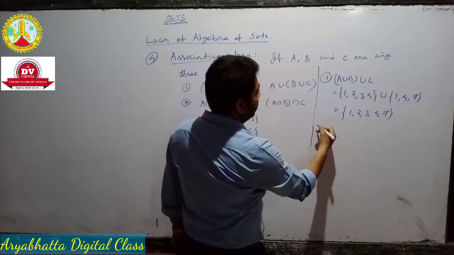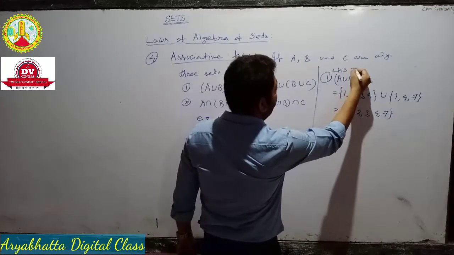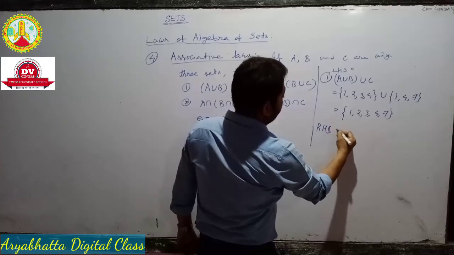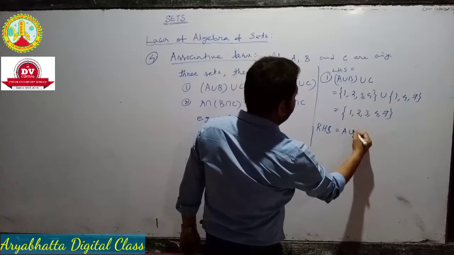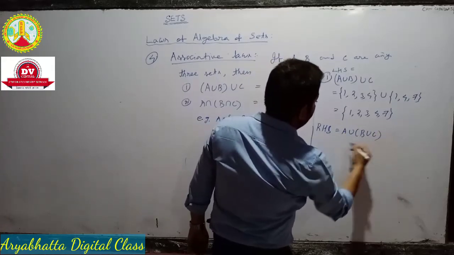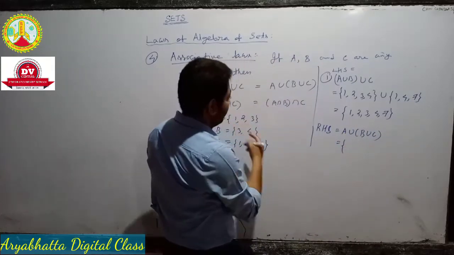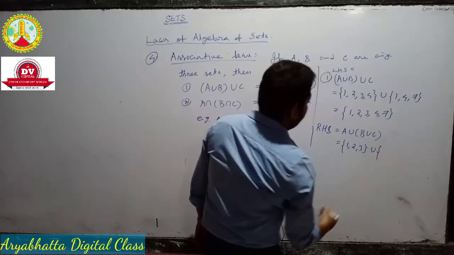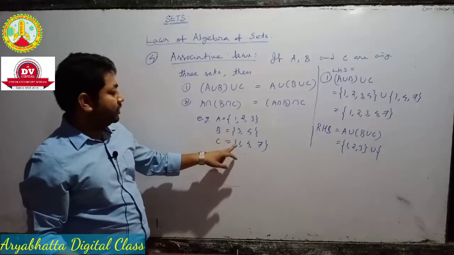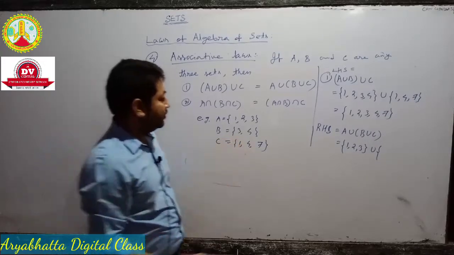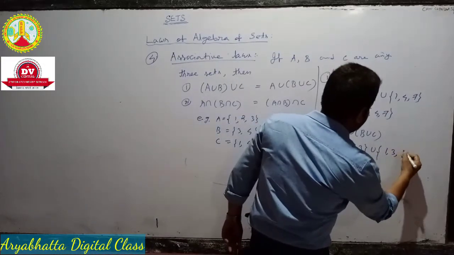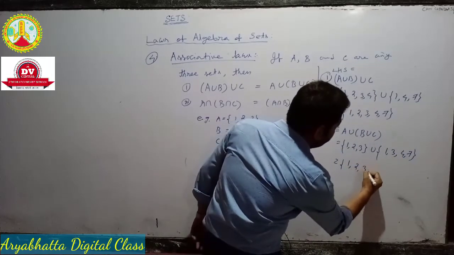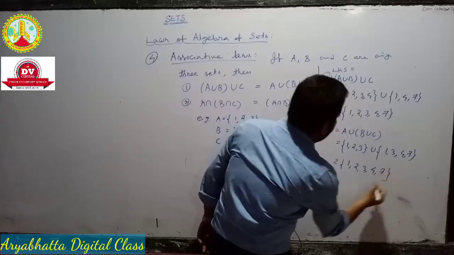This is the left hand side. Next, we will find the right hand side: A union (B union C). A is equal to {1, 2, 3}. B union C is equal to {1, 3, 4, 7}. So the union is equal to {1, 2, 3, 4, 7}.